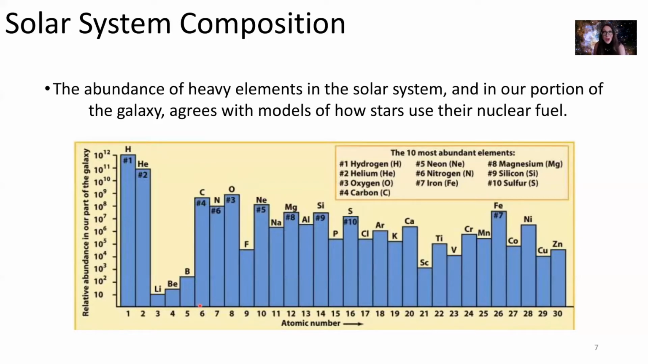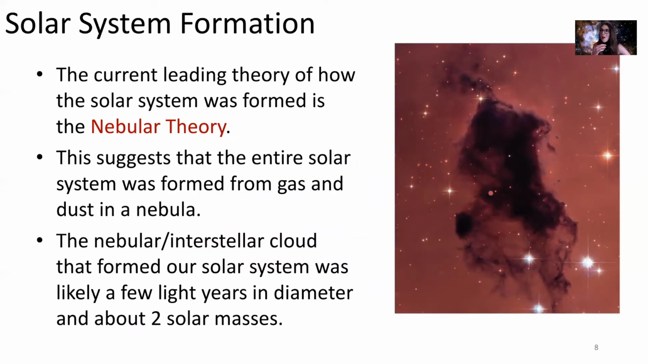Okay, so the taller the bar, the more abundant that element is in our part of the Milky Way galaxy. Okay, so the 10 most abundant elements in our part of the galaxy, we've got hydrogen as number 1, helium is number 2. So the current leading theory for how our solar system was formed is called the solar nebular theory. This theory suggests that our entire solar system was formed from gas and dust in a nebula. So a nebula is just a fancy word for a cloud of gas and dust.